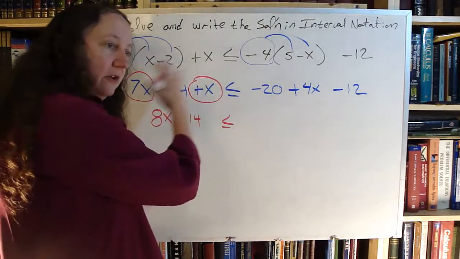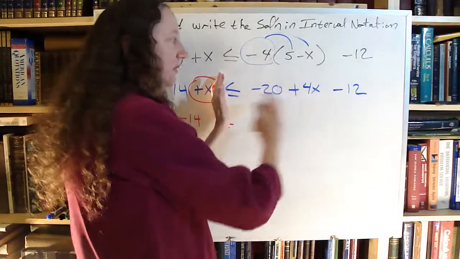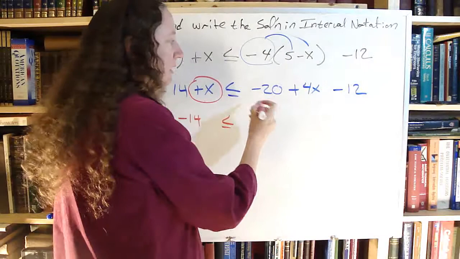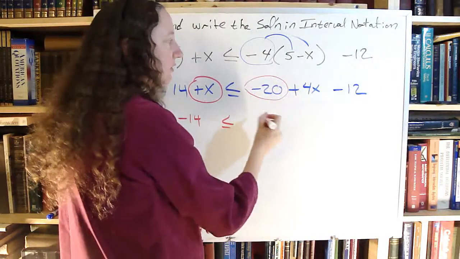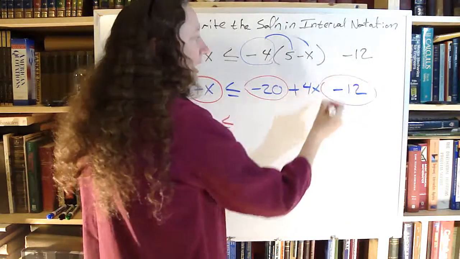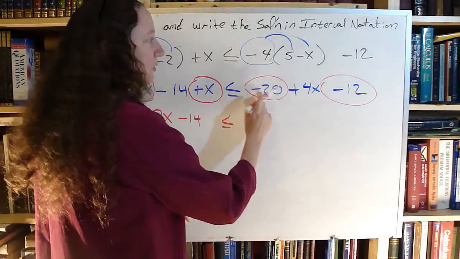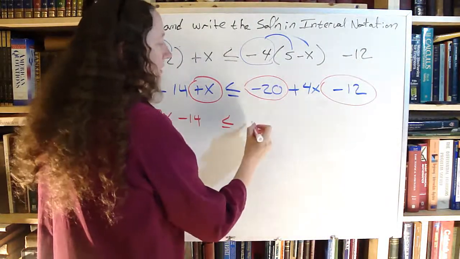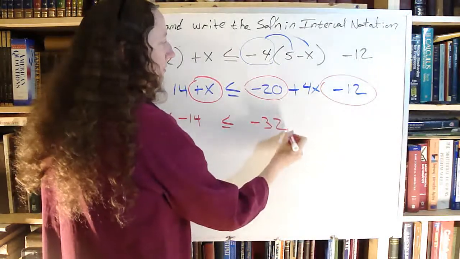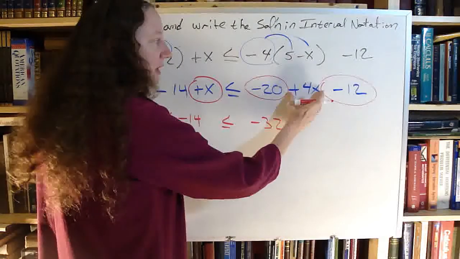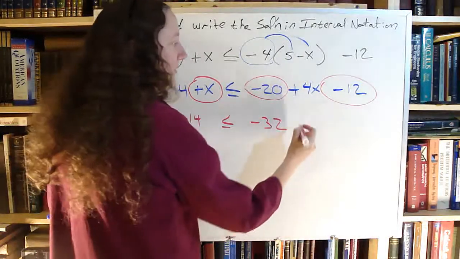Now I'm ignoring this side and I'm looking only at that side. So I have a non-x term and a non-x term. I combine them. So minus 20, minus 12, minus 32. And I just carry down my plus 4x.